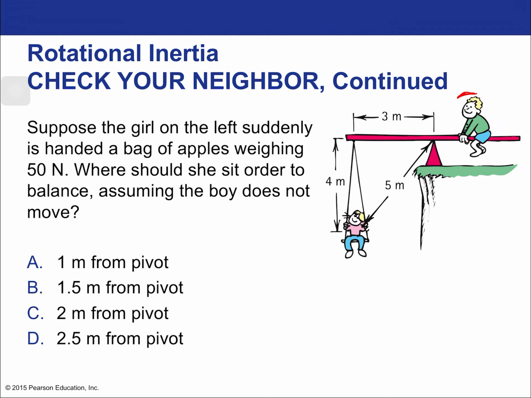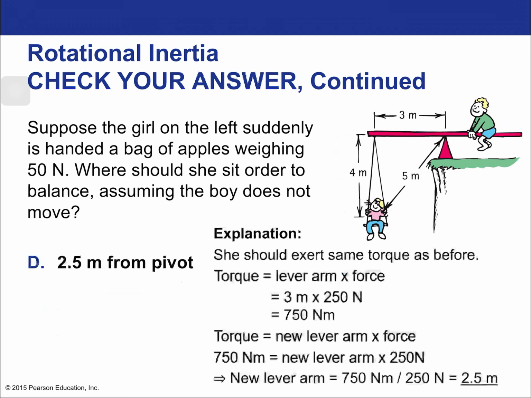Okay? So think about her current situation. All right? So we have 1 meter from the pivot, 1.5 from the pivot, 2 from the pivot, and 2.5 from the pivot. Okay? She's currently 3 meters from the pivot. All right? So let's think about what's gone on here. She should exert the same torque as before. All right? So she was 3 meters out, and her weight was 250 newtons. Thus, her torque was 3 times 250, which is 750.